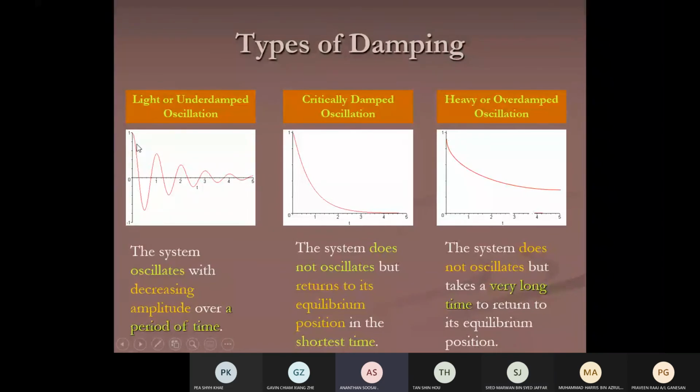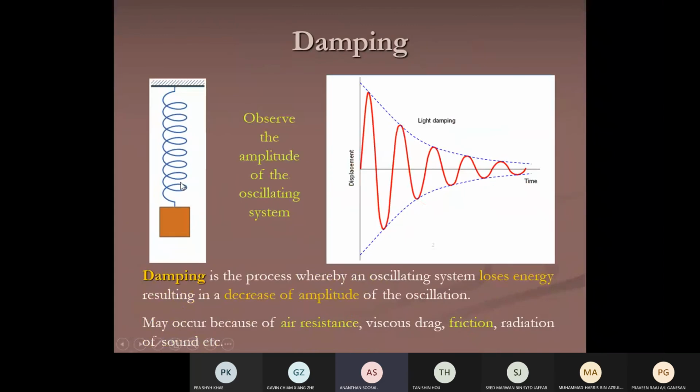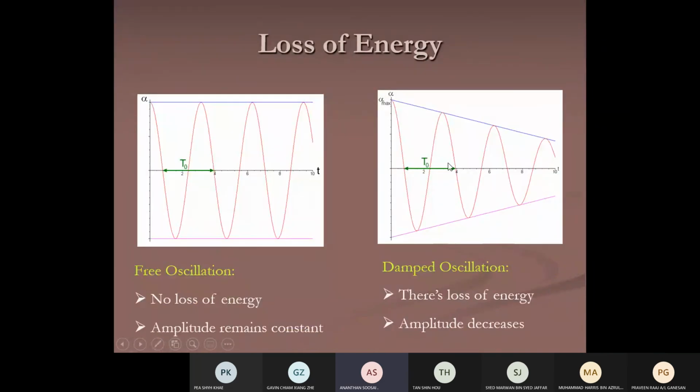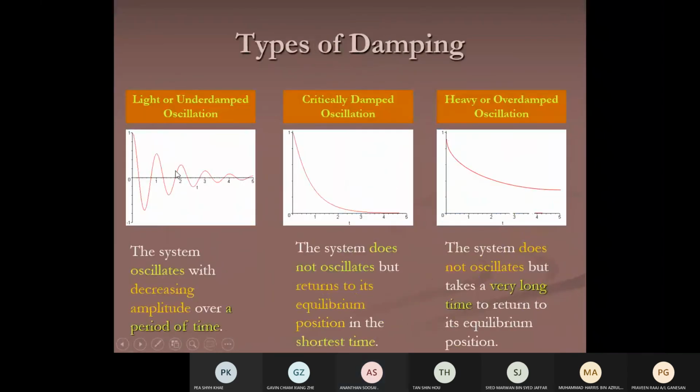Light damping: the amplitude is going to reduce gradually without changing the period. The period won't change. See the earlier one here. This is the light damping. Why do I say light damping? The period never changes. Between the free oscillation and the damped oscillation, the period is still the same. So with light damping the period won't change, only the amplitude drops. So that's light damping. The system oscillates with decreasing amplitude over a period of time.